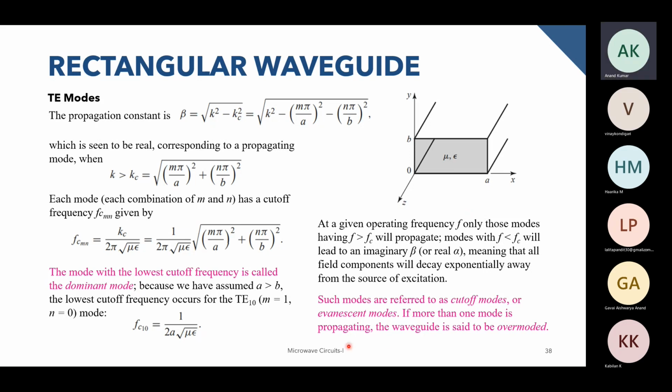If more than one mode is propagating, then it is said to be overmoded. For example, if we are exciting TE20 and TE10 as well, we will have more than one mode propagating in this particular waveguide, and we can call it overmoded.